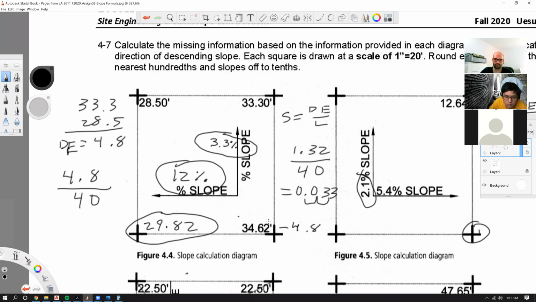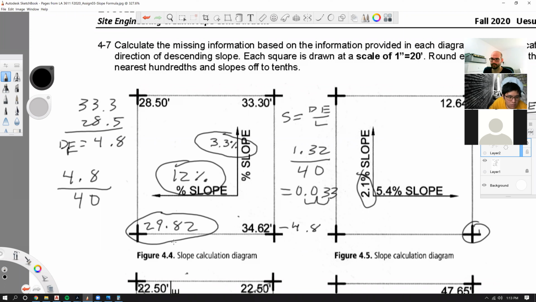And if we're correct, we should be able to take this 1.32 and add it to 28.5, and it should give us 29.82, which it does. So that means we did it right. Does that make sense? Yeah.